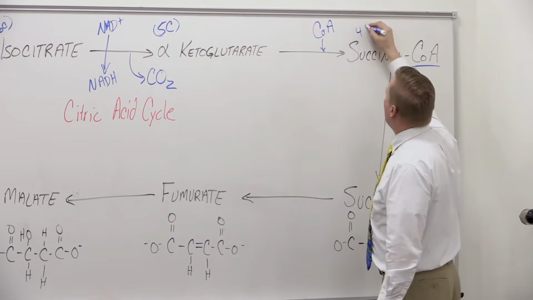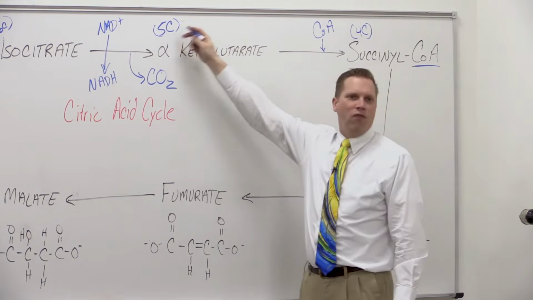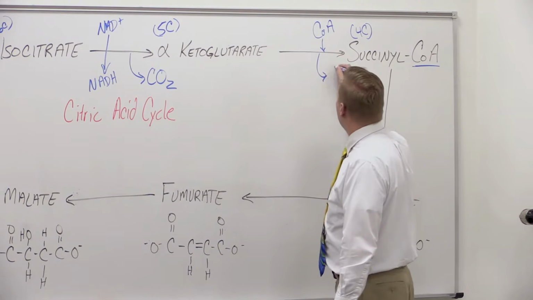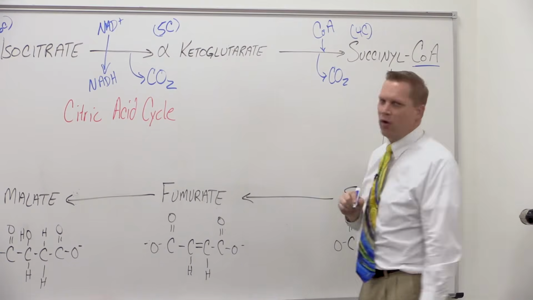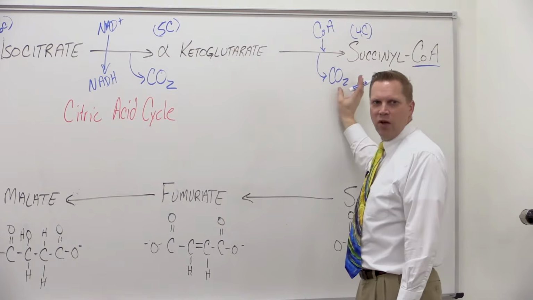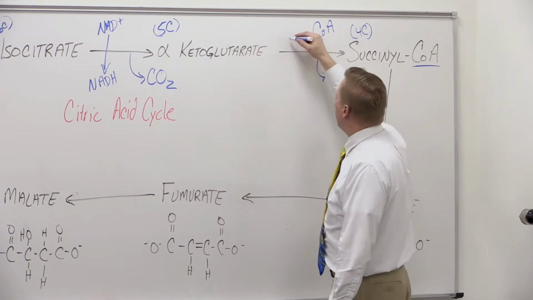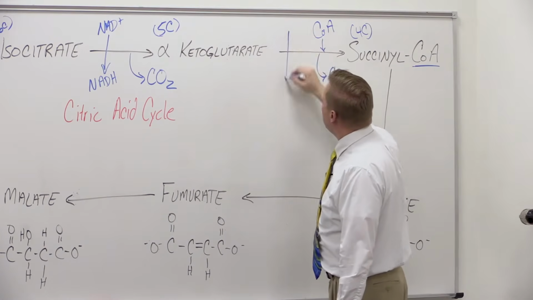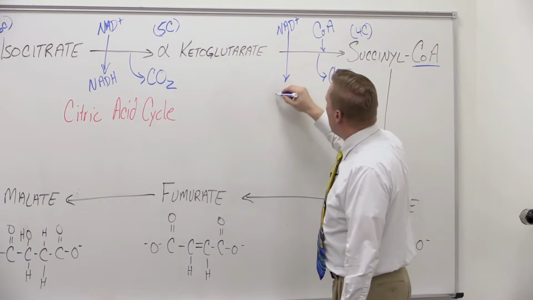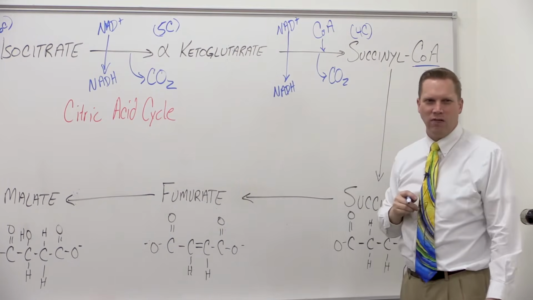Succinyl-CoA itself has 4 carbons, a 4-carbon intermediate. Hopefully you're saying, oh, 5 carbons to 4 carbons. I lost a CO2. And you would be correct. We lose a CO2 at that step. And because we lost CO2, that was our oxidation step. We oxidized the CO2. We need a reduction. Where is that happening? Well, we're going to take another NAD+, and we're going to create, yet again, another NADH.